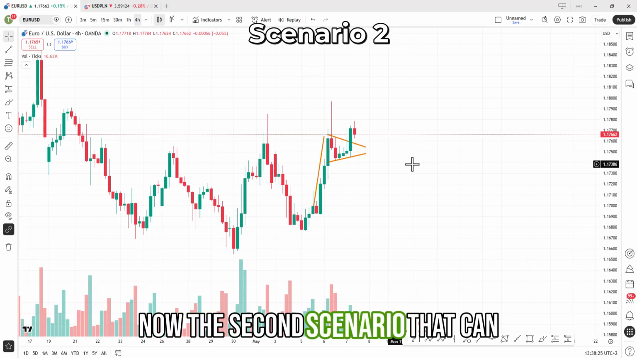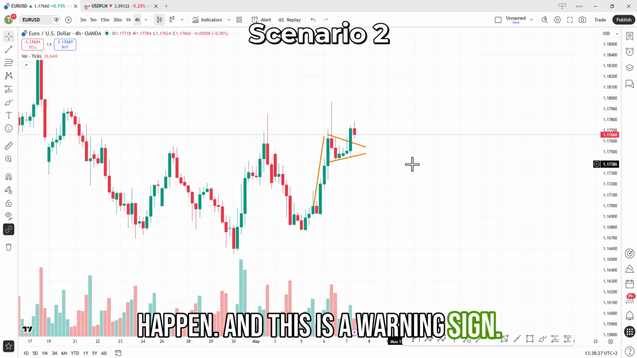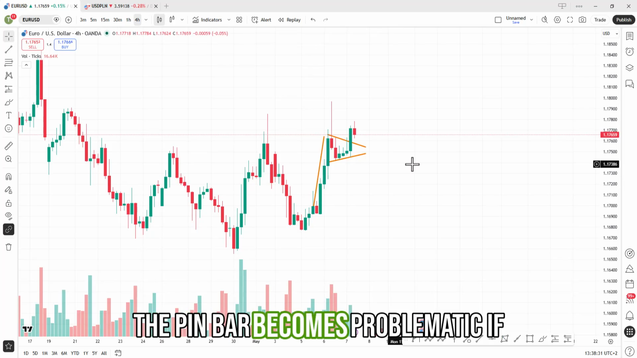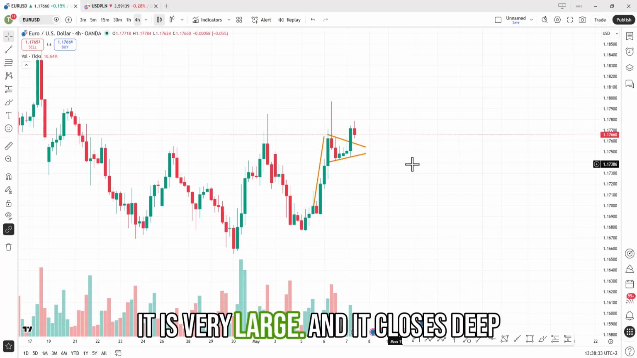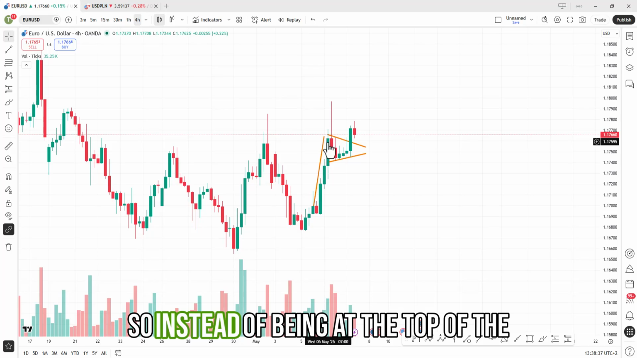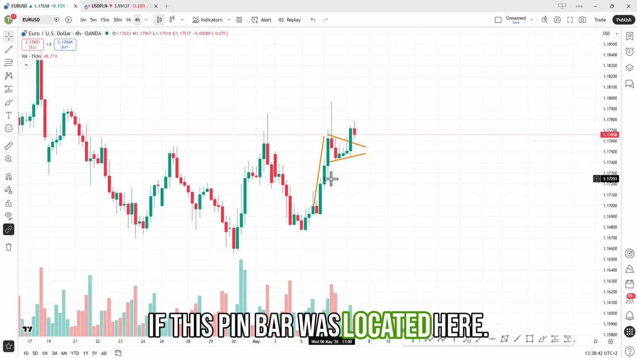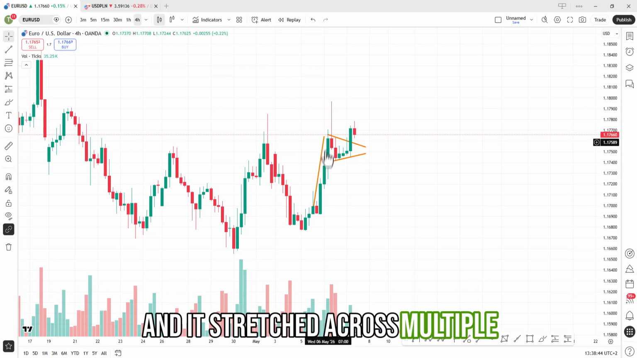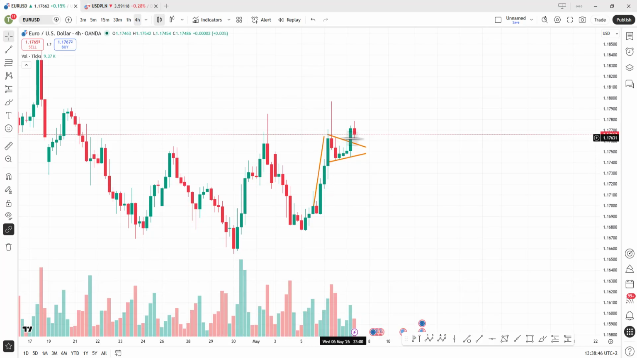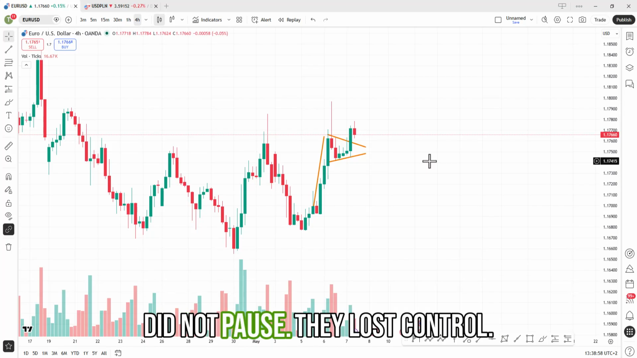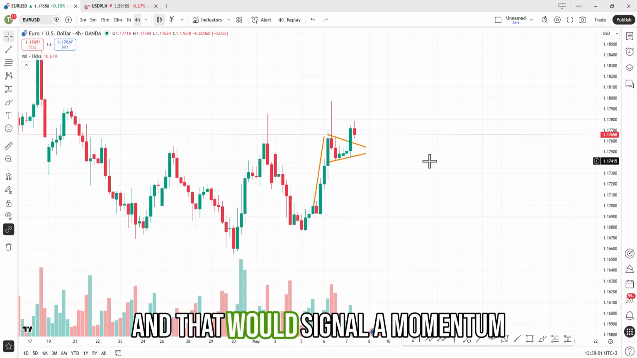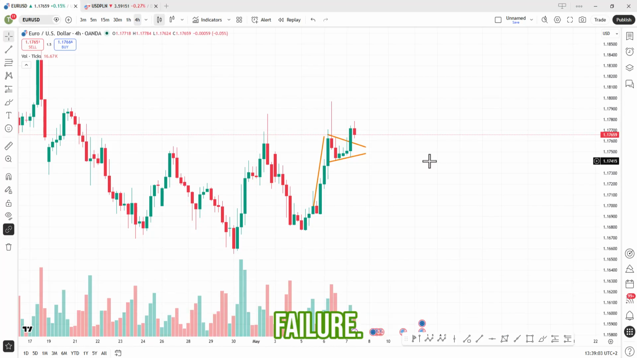Now the second scenario that can happen, and this is a warning sign, the pin bar becomes problematic if it is very large and it closes deep into the flagpole. So instead of being at the top of the flagpole, if this pin bar was located here and it stretched across multiple flagpole candles, that would be a warning sign. And that would mean that buyers did not pause, they lost control, and that would signal a momentum failure.